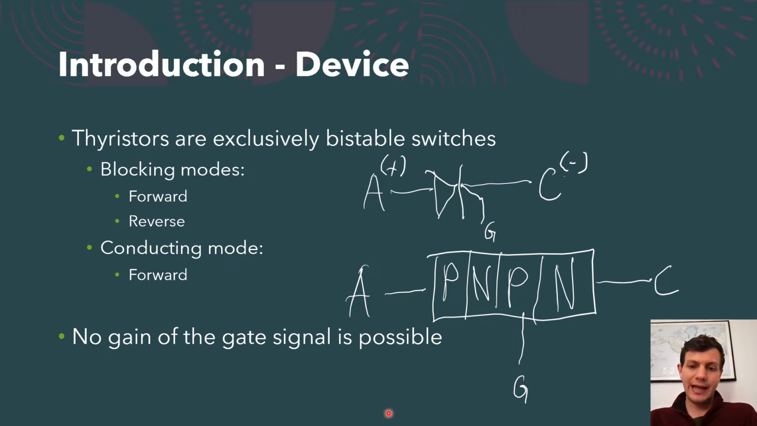Without any voltage applied to the base, or to this gate actually, it's not going to change mode on its own. The other way it could switch mode is if it was in the on state, it could be turned off by reverse biasing the cathode and anode, but I'll get to that later. In this device, there's no gain of the gate signal, so it's purely a binary mode.